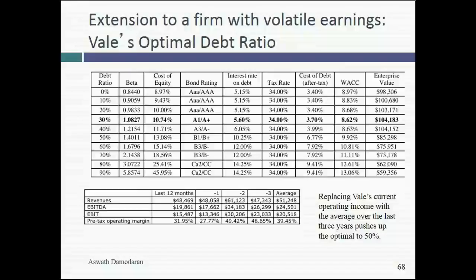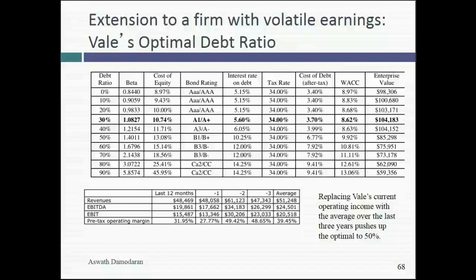Then I took Vale. Okay. Vale, I did the optimal debt ratio. Their optimal debt ratio was about 30% debt. They were at 39%. And Vale's CFO actually was a student in this class about 20 years ago. So we went through, and he's one of the smartest CFOs in Brazil. So I pushed him on this. I said, look, you have too much debt.